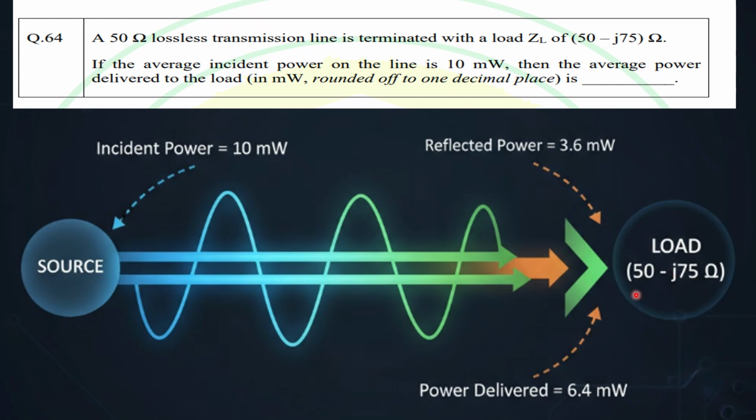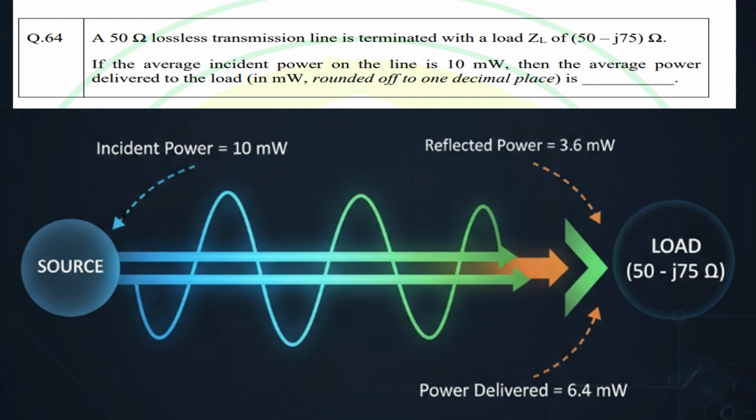The load impedance is given. Basically, how much voltage is delivered to the load depends on how much voltage is reflected back. The ratio of reflected to incident voltage is called the voltage reflection coefficient, that is tau. If you remember, we have already discussed it in the theory class. So our objective is to find tau, the voltage reflection coefficient. Once we know how much power is reflected back, like suppose 3.6 milliwatt, then we can subtract: 10 minus 3.6 is equal to 6.4. So this is a very simple way to find it.